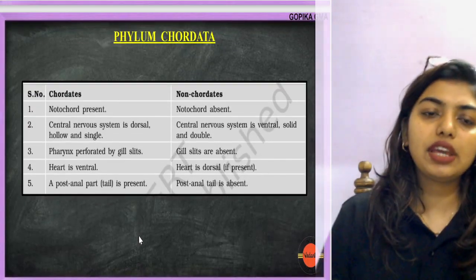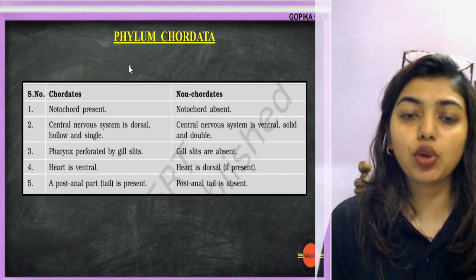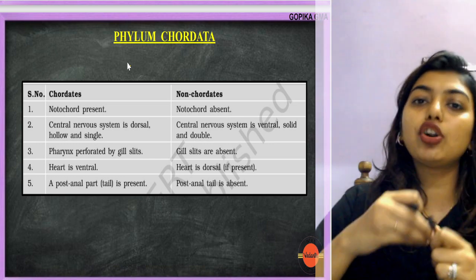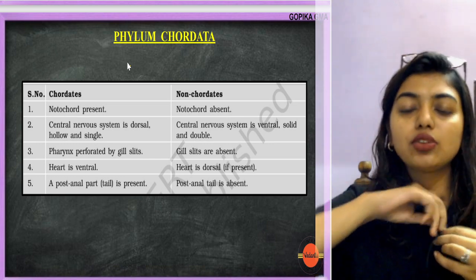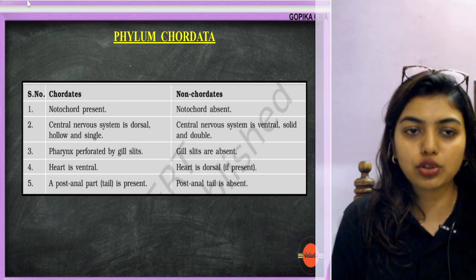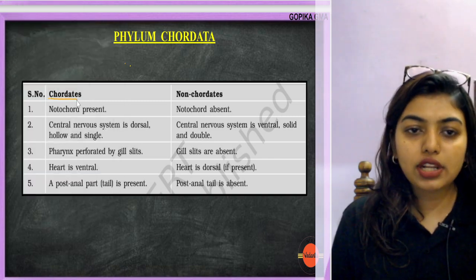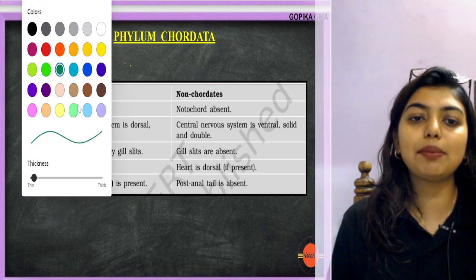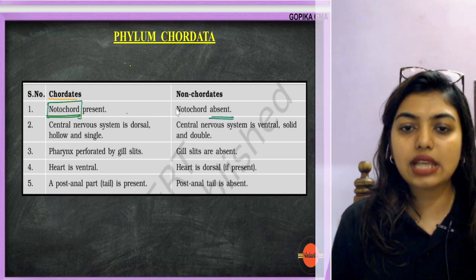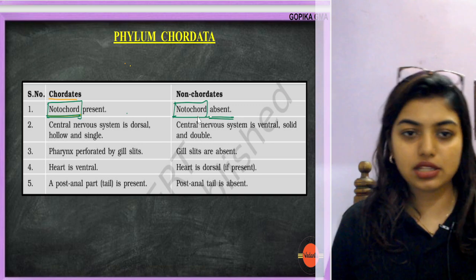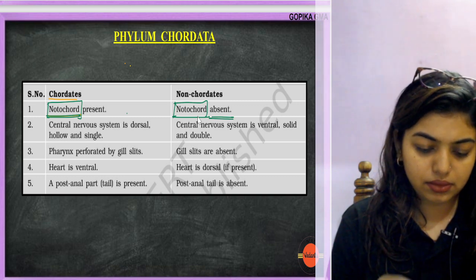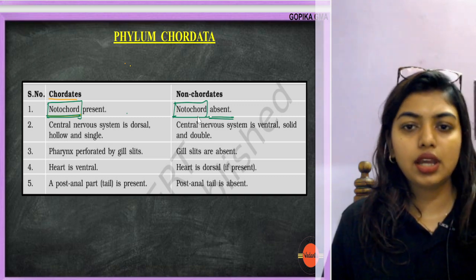Now, what is chordates? We have already got an introduction in the starting part of this chapter that whichever organism had notochord, all those animals were placed under chordates, and those which did not have a notochord were placed under non-chordates. So, till hemichordata, we have studied all the non-chordates. From now on, we are going to study the chordates. Notochord is present in chordates and absent in non-chordates. This is the main classification. Is this clear?